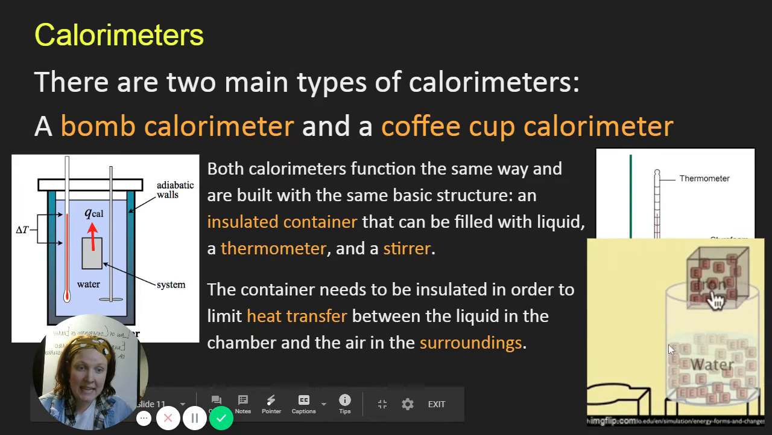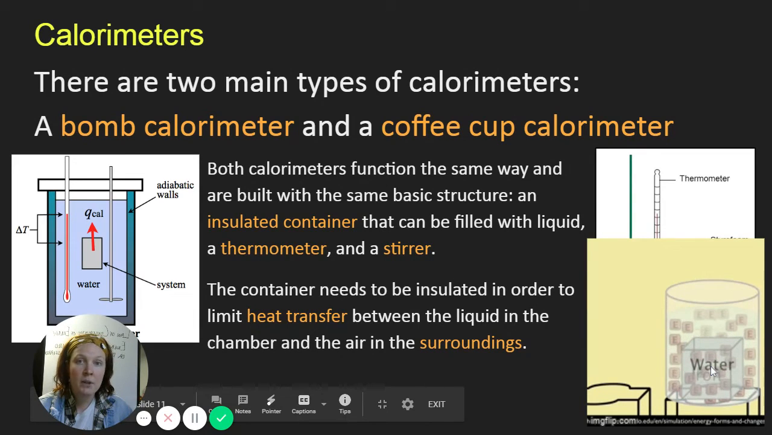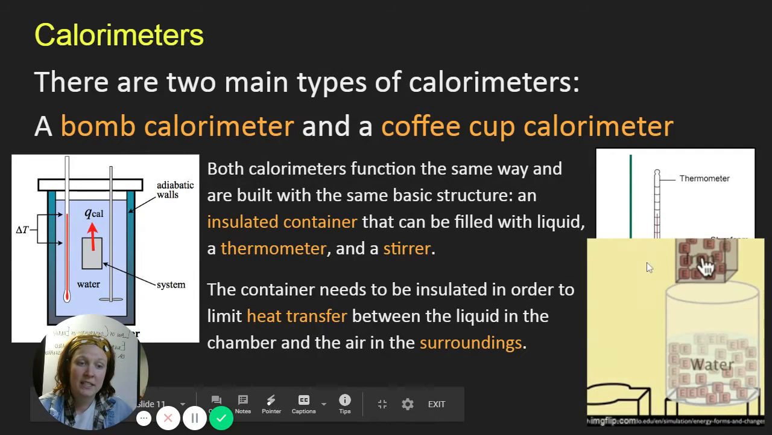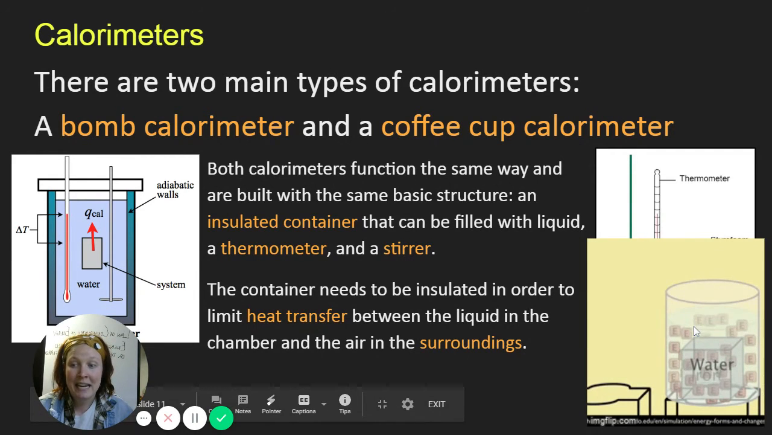This actually makes sense. If we're trying to figure out how much heat energy is being transferred between the block of iron and water, we don't want any of that energy to escape into the environment where we can't measure it. So we have to use something insulated that keeps all of the energy inside the calorimeter so we can control and measure the amount of heat being moved around.